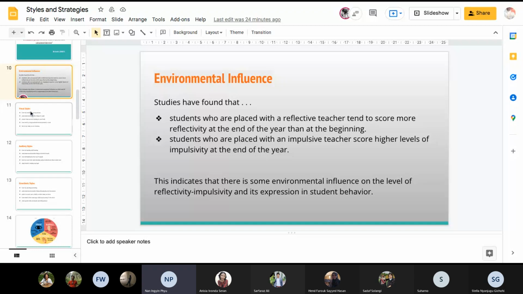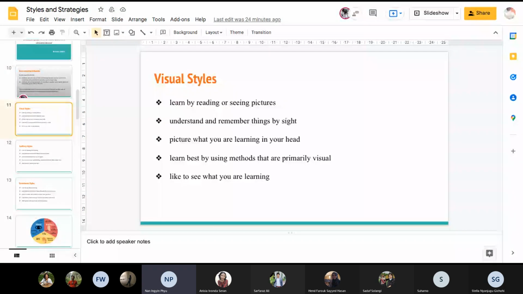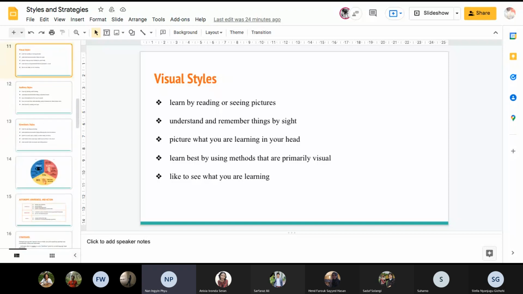Okay, so now let's go to the next slide. Starting from the next slide, the learning styles are ones we are already familiar with, we have already heard of: visual learner, auditory learner, and also kinesthetic learner. So let's start. What is a visual learner? Of course, they learn by reading or seeing pictures, just like the word visual. And they like to understand and remember things by sight.